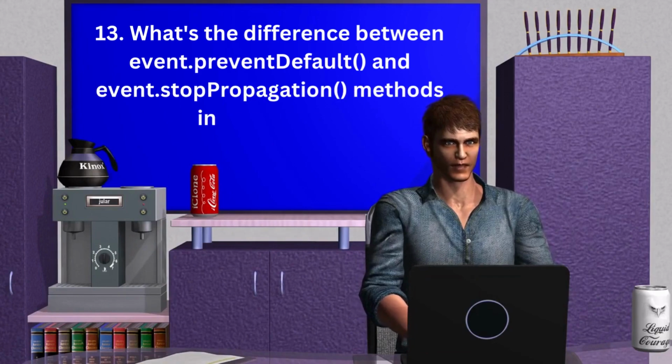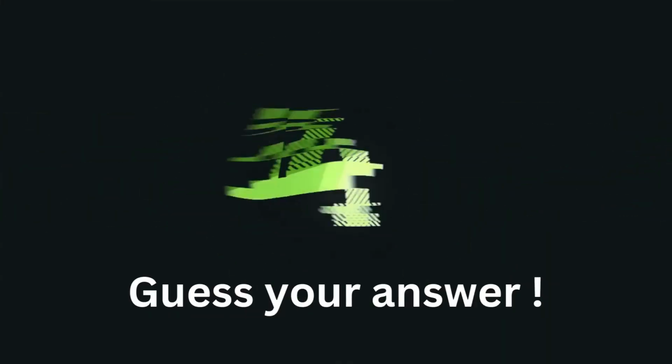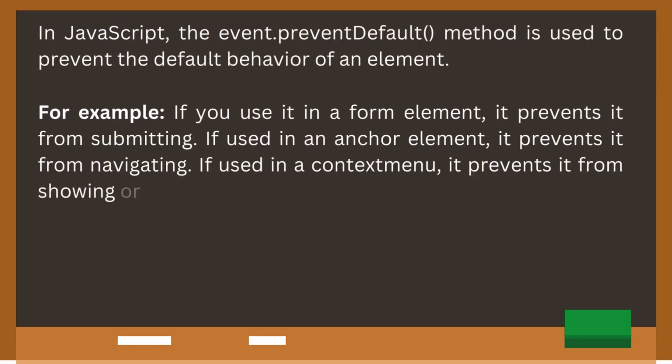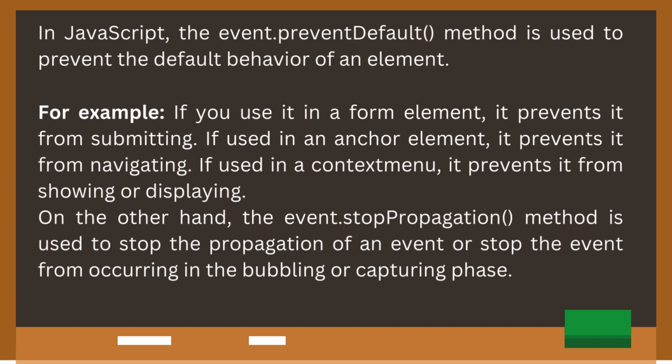13. What's the difference between event.preventDefault and event.stopPropagation methods in JavaScript? In JavaScript, the event.preventDefault method is used to prevent the default behavior of an element. For example, if you use it in a form element, it prevents it from submitting. If used in an anchor element, it prevents it from navigating. If used in a context menu, it prevents it from showing or displaying. On the other hand, the event.stopPropagation method is used to stop the propagation of an event or stop the event from occurring in the bubbling or capturing phase.